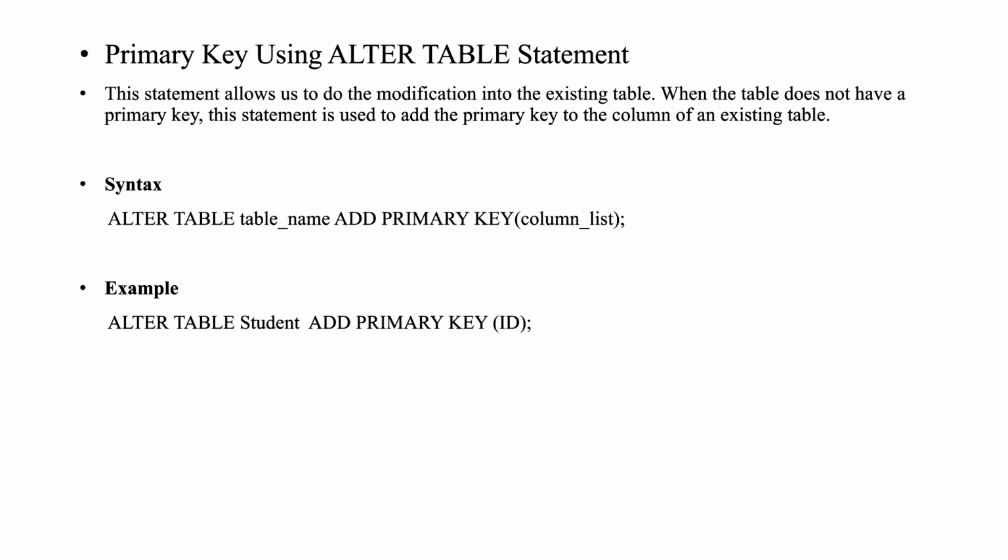Okay, syntax: alter table, table name, add primary key and in brackets column name, in brackets column list. Okay, example: alter table student, add primary key, in brackets column name id.